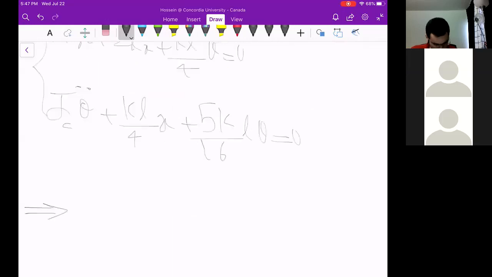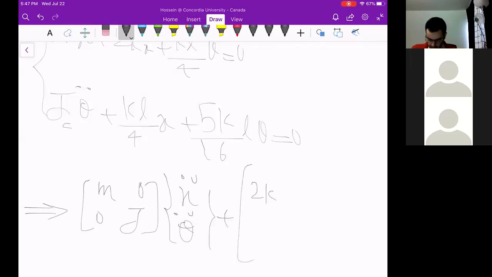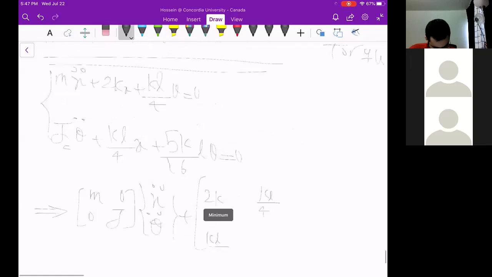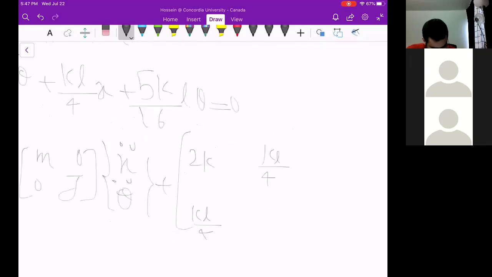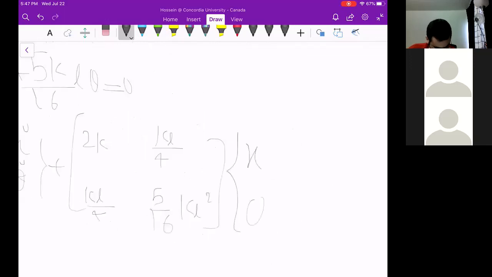Therefore, in matrix form: m, 0, 0, J times x double dot, theta double dot, plus 2k, kL over 4, kL over 4 (symmetric), 5 over 16 k L squared, times x, theta, is going to be 0.